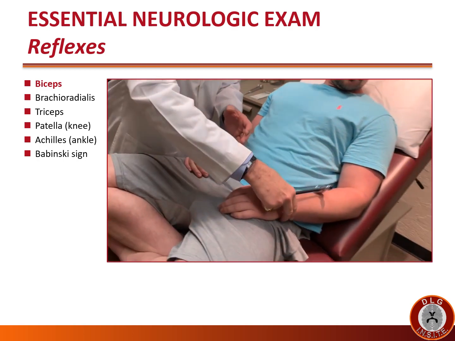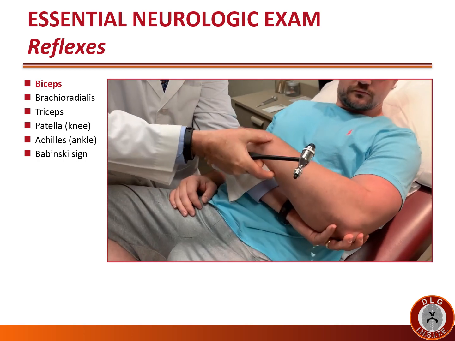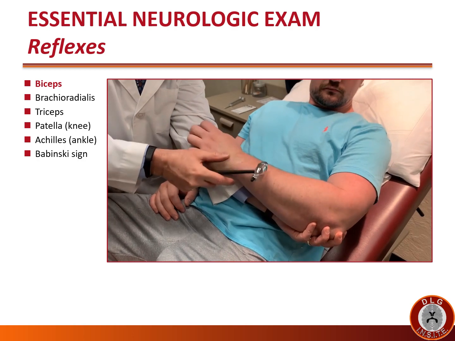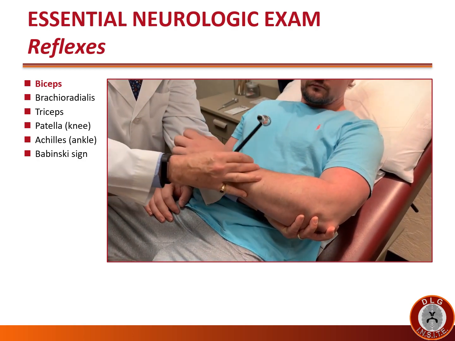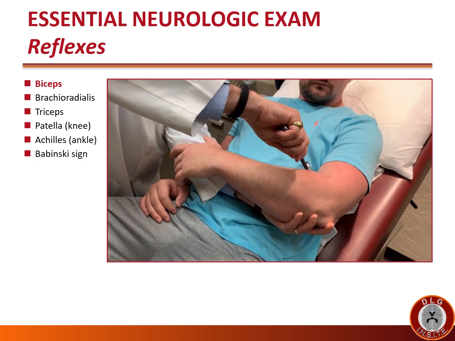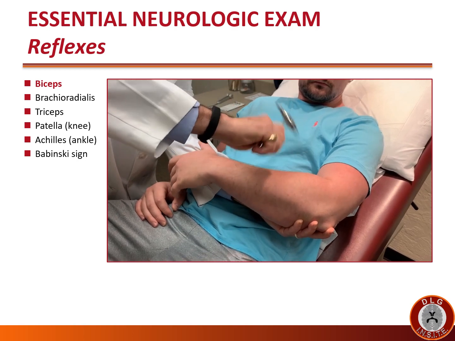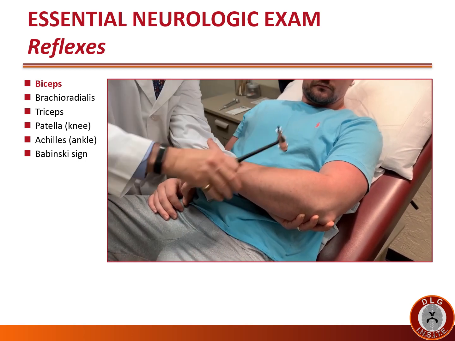Now, on the other side, I put my hand on the other side, and I let his hand feel heavy on my arm. So I want his arm relaxed. And if it's heavy on the arm, then I know that it's in a relaxed position. Then I whack my thumb. There it is. See that? That's the biceps jerk.